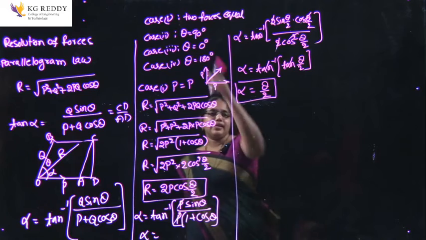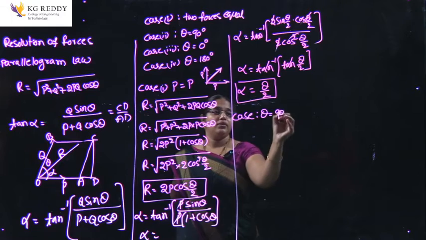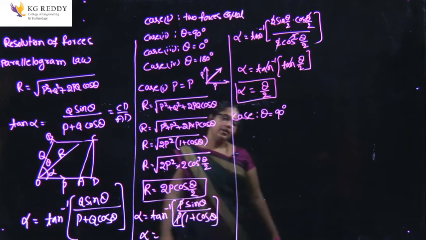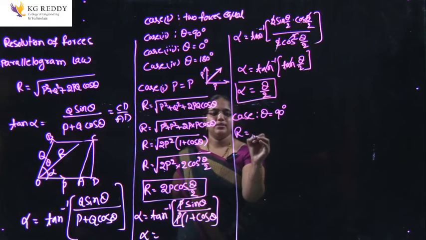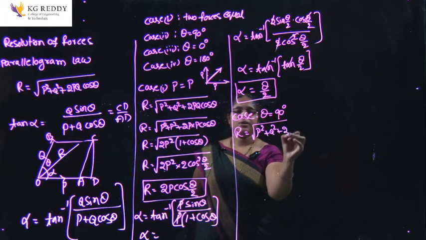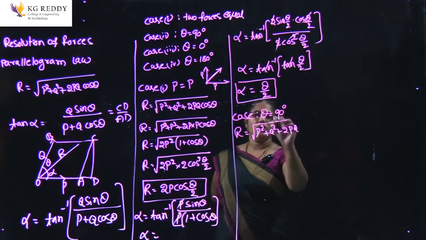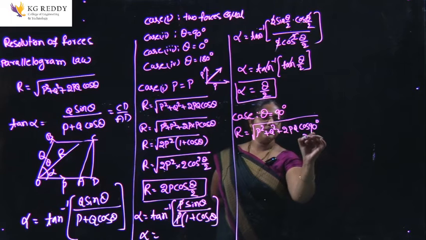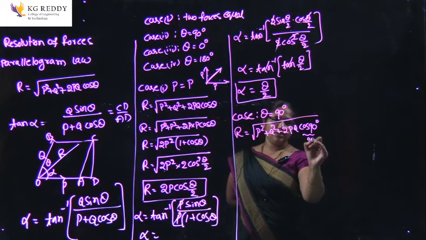And in case 2, theta equals 90 degrees. Here theta is the angle between the two forces, which are acting with 90 degrees inclination. So, whenever it is 90 degrees, we substitute, and the resultant is R equals under root of P square plus Q square plus 2PQ cos 90. So, what is the value of cos 90 in trigonometry? The value here is 0.